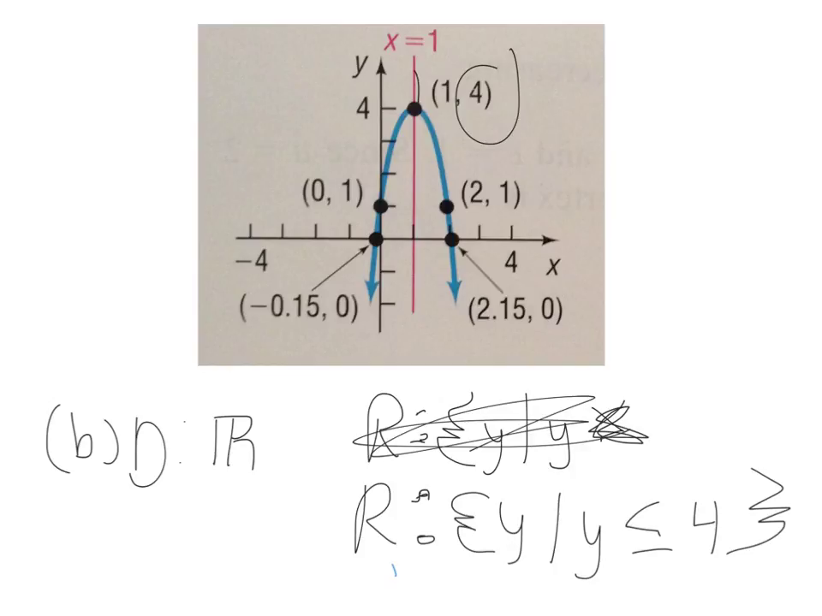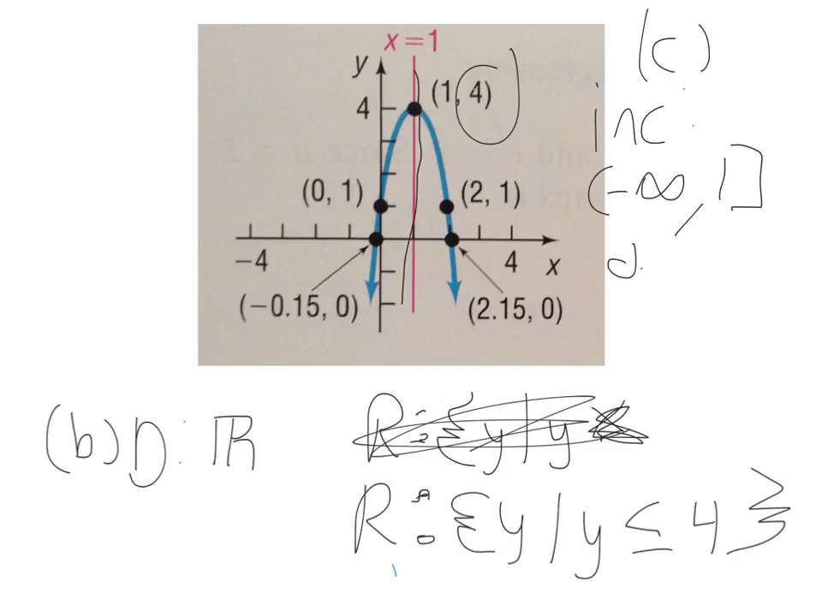If you notice, it's increasing when x is less than 1. So for part C, it's increasing from negative infinity to 1. And if you notice, it's decreasing from 1 to infinity.